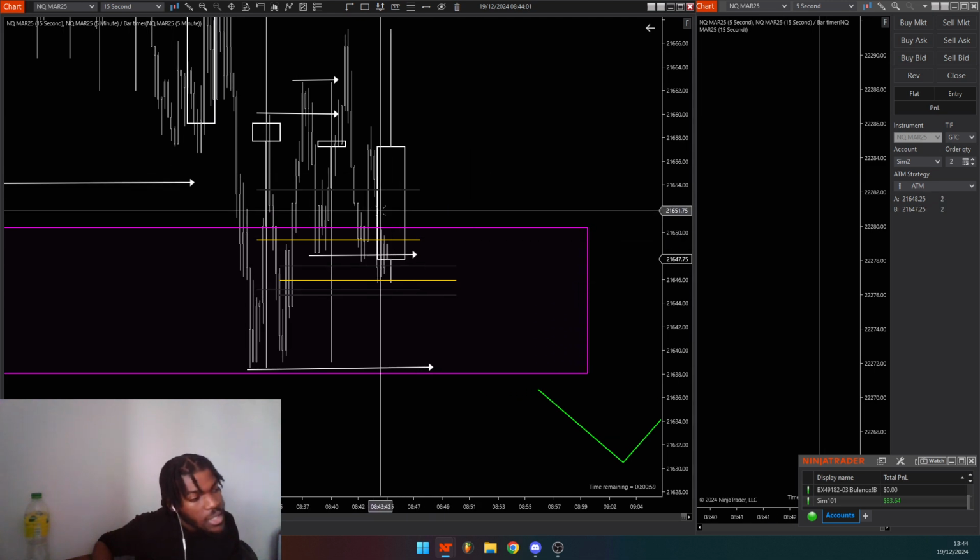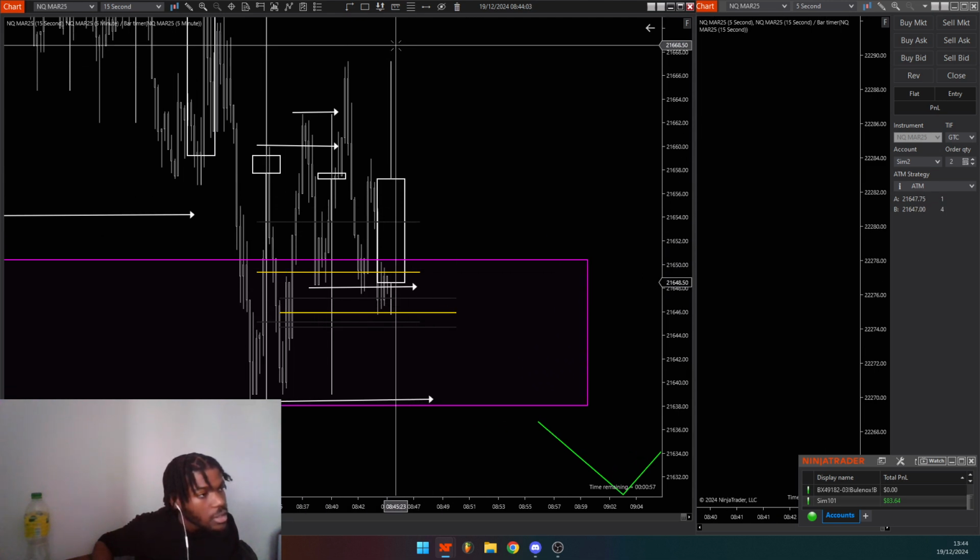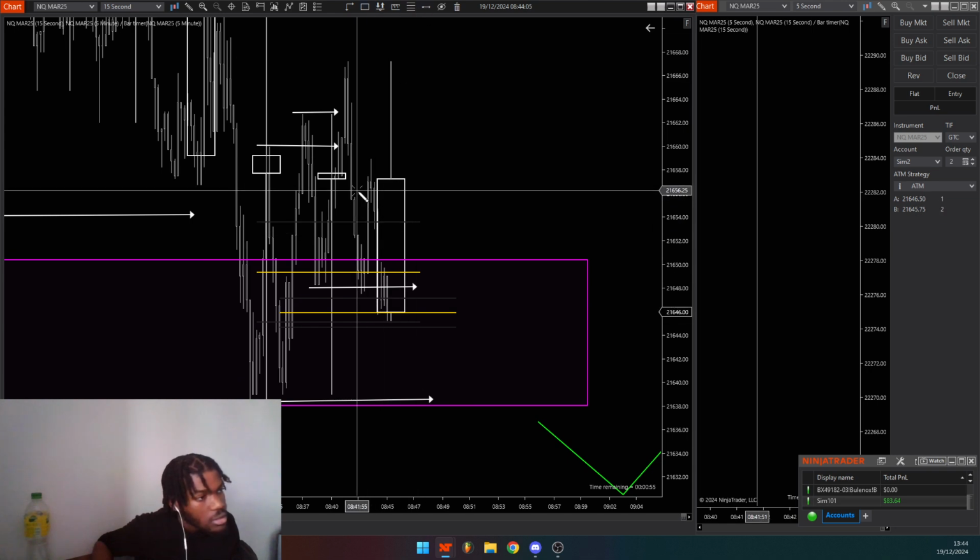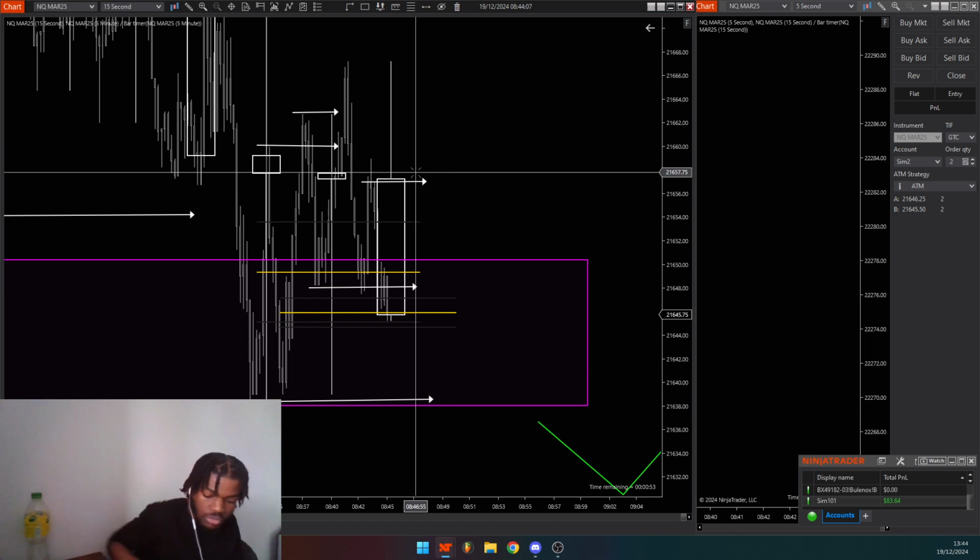So once I see the mitigation of a hidden S&D, my next thing is to see a closure. That's the next play. I need to see a closure against the last candle.